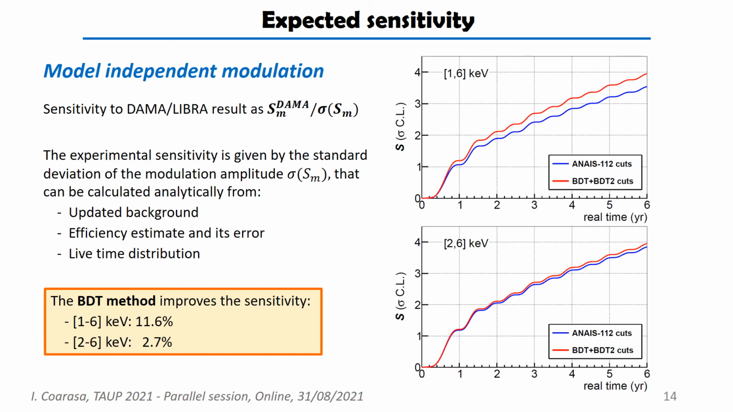It can be observed that the BDT technique improves moderately the expected sensitivity in the 1 to 6 keV energy region, as well as slightly in the 2 to 6 keV energy range. In particular, the BDT method improves the sensitivity between 1 and 6 keV by 11.6% and by 2.7% from 2 to 6 keV, with respect to that obtained with the established ANAIS-112 filtering protocols.